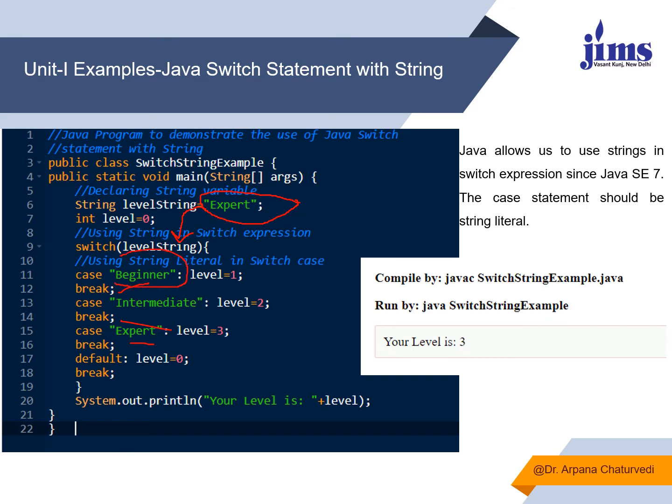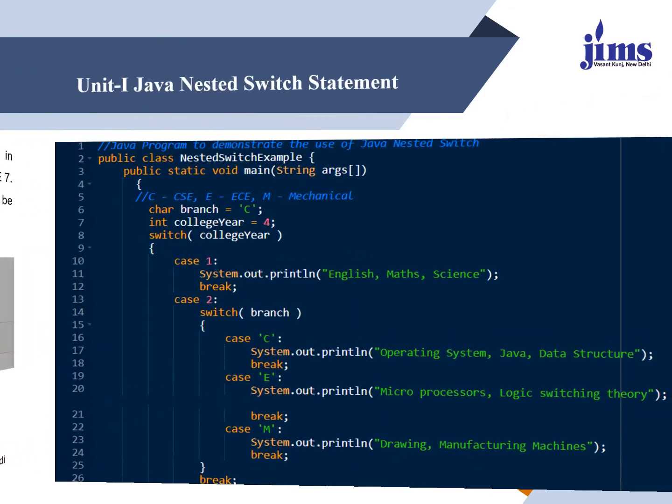You can write how we are comparing. We need not use strcmp or equals. Simply, if this level string is equal to beginner, it will print level 1. If it is intermediate, it will print level 2. If it is expert, it will print level 3, otherwise level 0. And as it has the expert value, the output is level 3. So this is also possible in Standard Edition of Java 7. So you should try this.